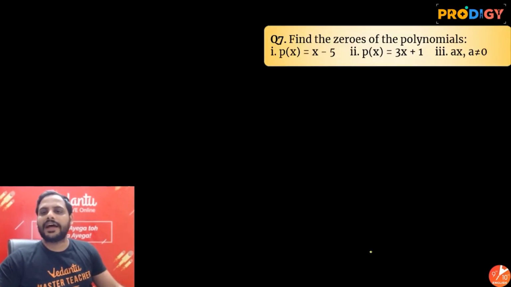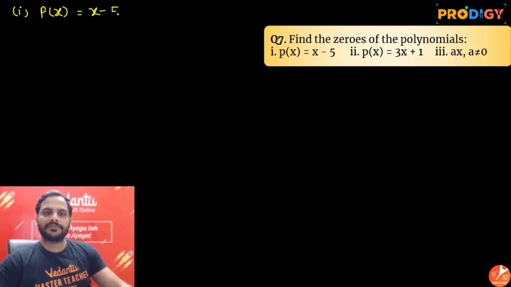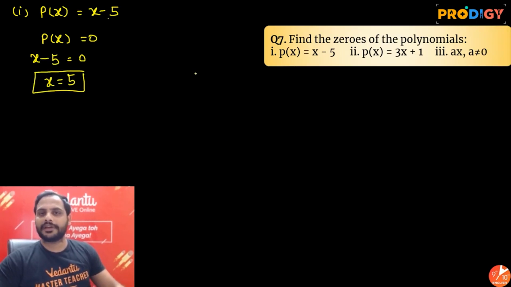Next question. Find the zeros of the polynomials. For these polynomials you have to find out the zero. So I have told you, whenever we have to find out the zero, make the polynomial equal to 0. So p(x) is given as x minus 5. For zero, make p(x) equal to 0. That means in place of p(x) I can write x minus 5 equal to 0. So x equal to 5. x equal to 5 is a zero of the polynomial p(x).